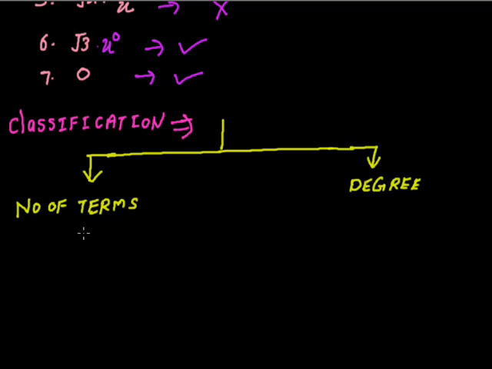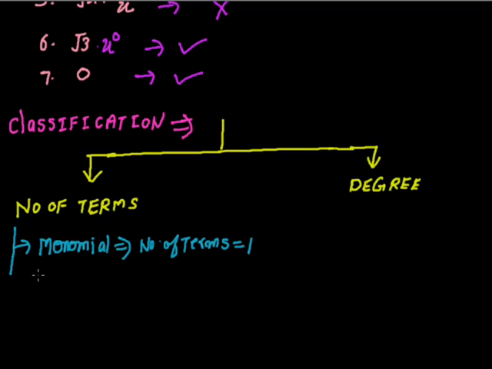Now, how can we define this expression on these two bases? First, let us come to the summary on the basis of number of terms. On the basis of number of terms, we can classify the polynomial expression in this manner. The first type of polynomial is monomial. Monomial means any expression where the number of terms is equal to 1, then the expression is simply a monomial expression.